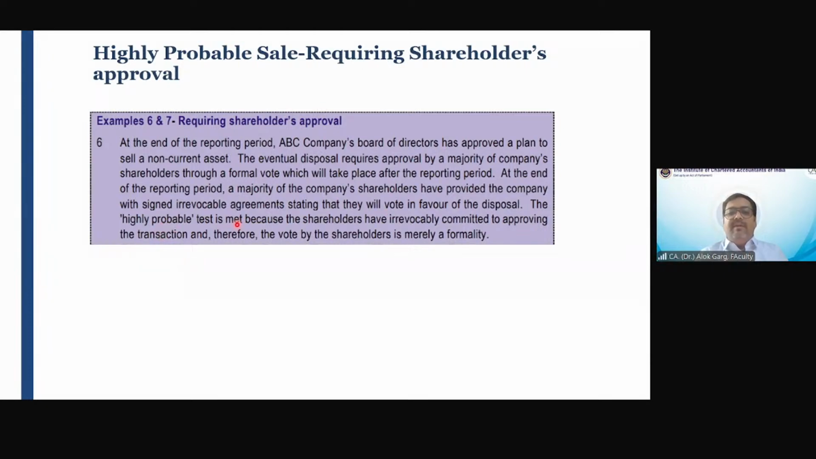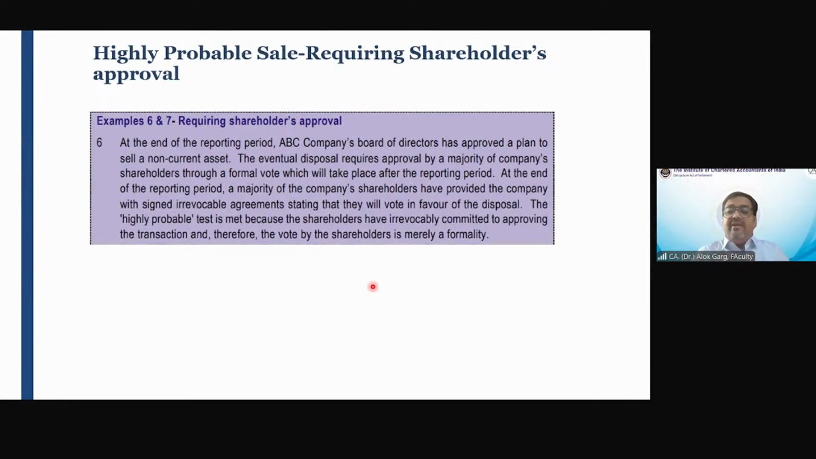The highly probable test is met because the shareholders have irrevocably committed to approving the transaction and therefore the vote by the transaction shareholder is merely a formality. The question is, you will say that, oh, when the AGM will come, when the shareholder meeting will come, then shareholder, we don't know whether shareholder will vote in favor or whether the shareholder will vote against, right?